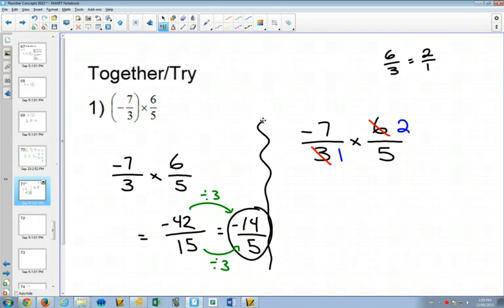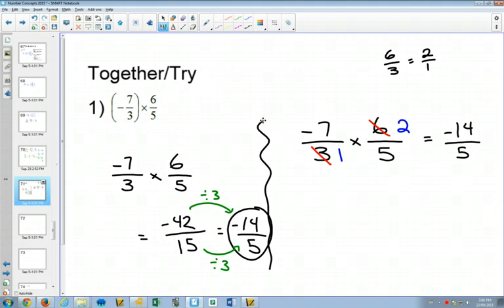Now, look what happens if I reduce early. What is negative 7 times 2? Negative 14. And 1 times 5? If you reduce early, your answer will be reduced already. So some people like that reducing early because they deal with smaller numbers. The biggest number we got on the right side is 14, whereas over here we had to deal with 42. So some people like that if they can reduce early.